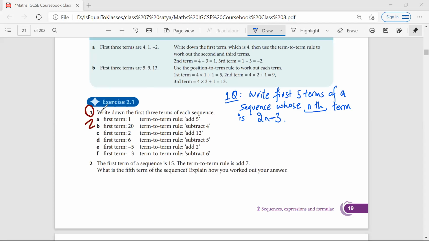Okay, Mr. Satya. So A part, how do I do A part? First term is 1. And I need 1, 6, 11. So these are the first 3 terms. Okay. How do I do the B part?